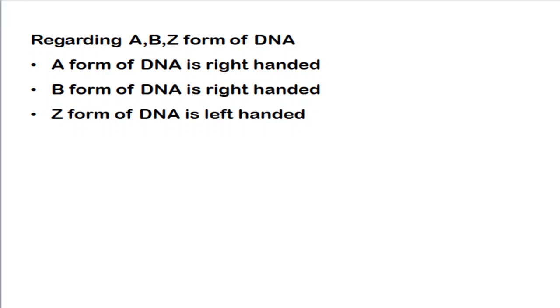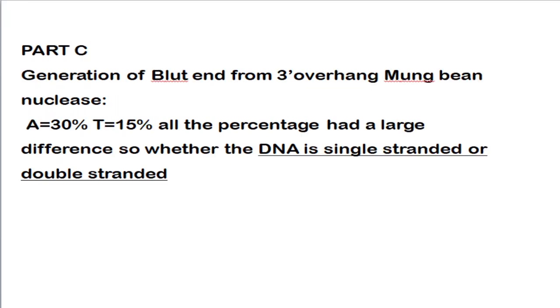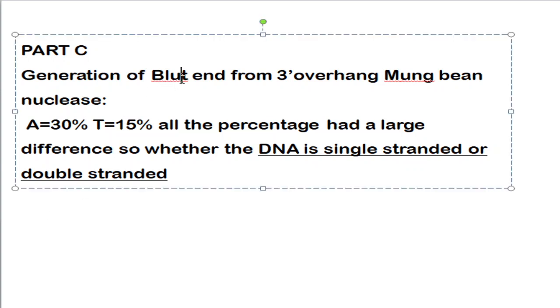The next question is regarding the A form, B form, and Z form of DNA. The A form and B form of DNA have a right-handed helical rotation, whereas the Z form of DNA has a left-handed helical rotation.